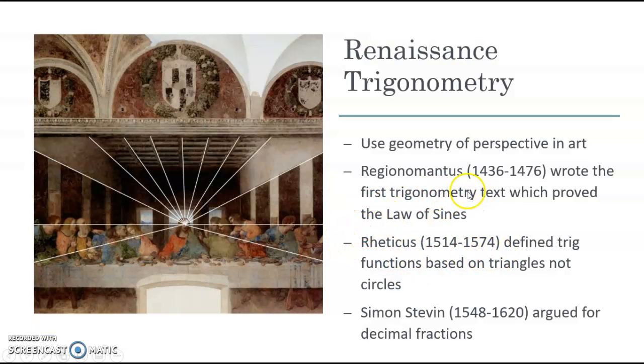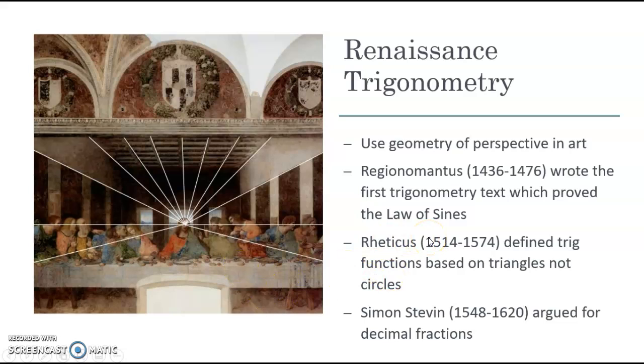Okay, moving on to trigonometry. So they were able to use math and art. We see a picture here of the Last Supper, and they use perspective, the geometry of perspective, to put more depth into the art, to make a 2D image look three-dimensional. We see that here in the Last Supper.